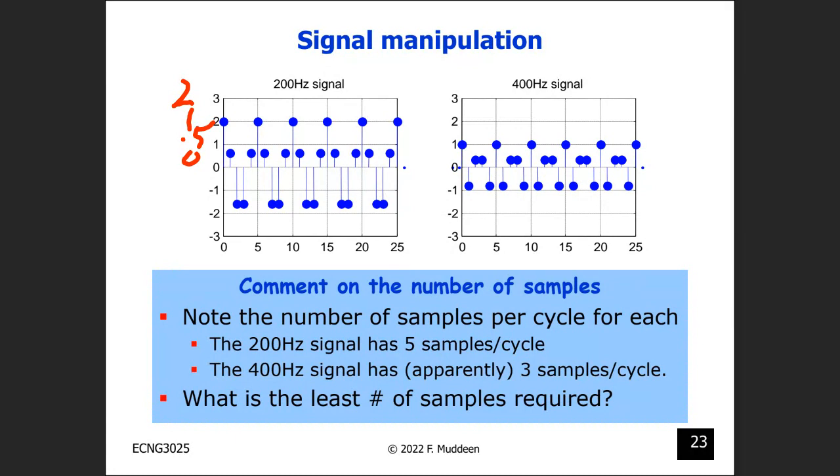But look at it. So the 200 hertz we just saw has 5 samples a cycle. The 400 hertz has, depending on how you want to count it, it's really 2.5 per cycle, or it really has 5 every 2 cycles. So question, what is the least number of samples required to represent it? This is a big question, and we're going to answer that. And funnily enough, this is adequate.